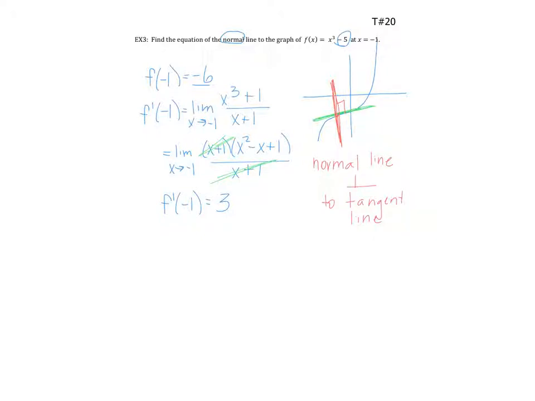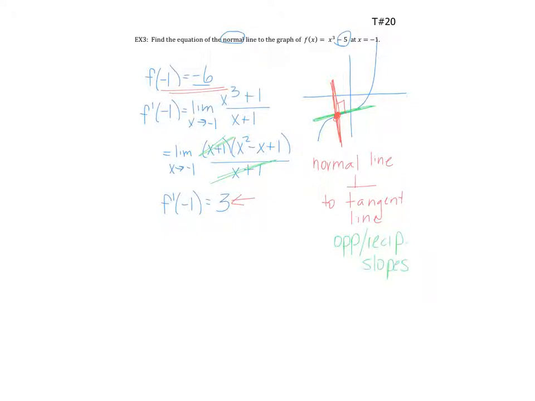Okay, here's your change. Here is still your point. The point that that line goes through is still negative 1, negative 6. 3 is the slope of which line? That's the slope of the tangent line. Well, what do you know about slopes of perpendicular lines? They have opposite reciprocal slopes. So here's the only difference.